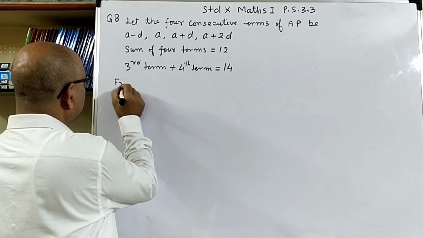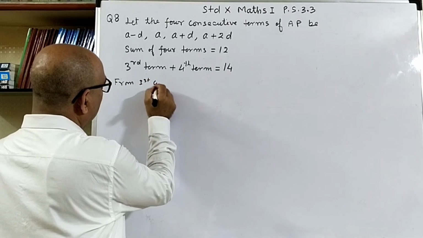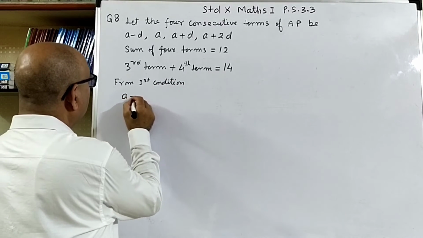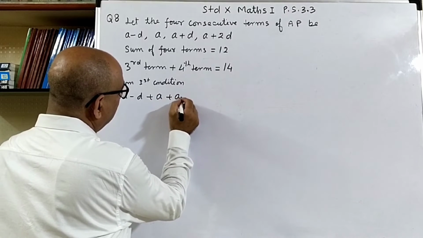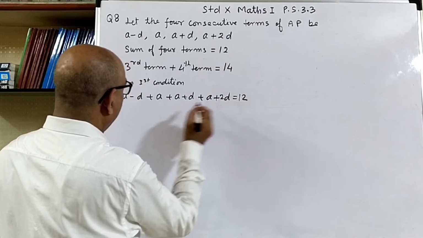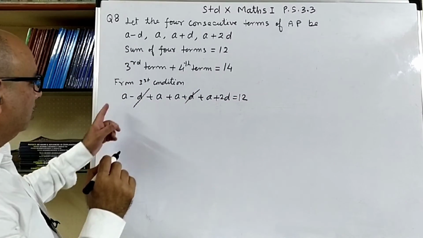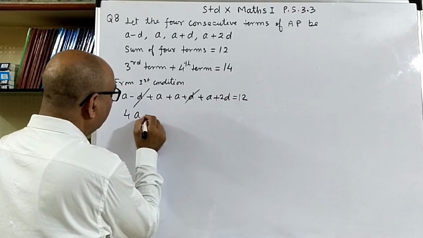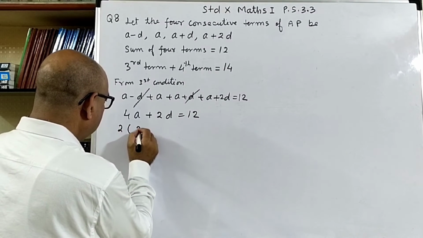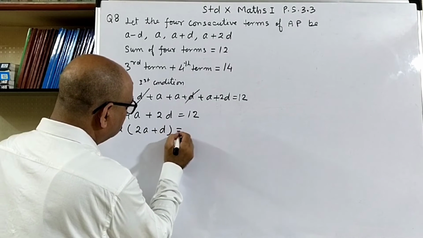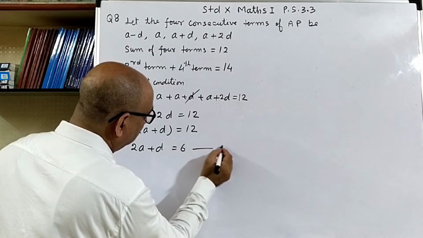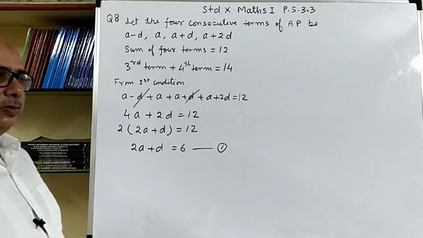That means from the first condition, A minus D plus A plus A plus D plus A plus 2D, this is equal to 12. Minus D and plus D cancelled out. 4A plus 2D is equal to 12. We will take 2 common. That means 2A plus D is equal to 6. Let this be our first condition.